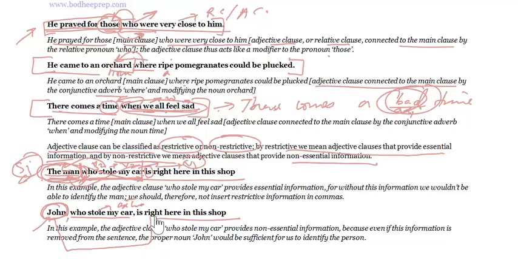John is right here in the shop, or John, who stole my car, is right here in the shop. In both cases we have an adjective clause. In one case we have put commas because this information is extra, as the name is enough. In the other case this information is necessary. So adjective clauses are also known as relative clauses, and these relative clauses may come in commas if they are non-essential, and if they are essential then they do not come in commas, right? This is all about adjective clauses.